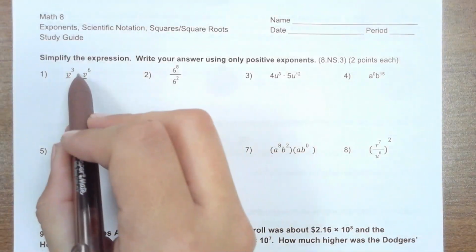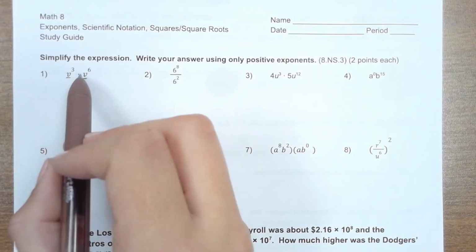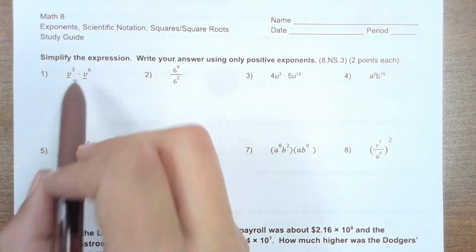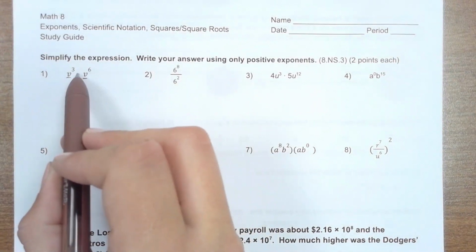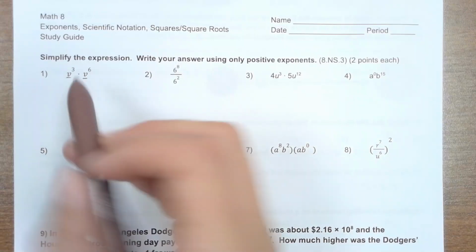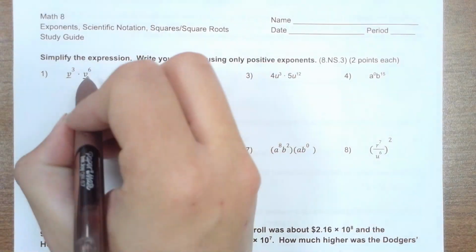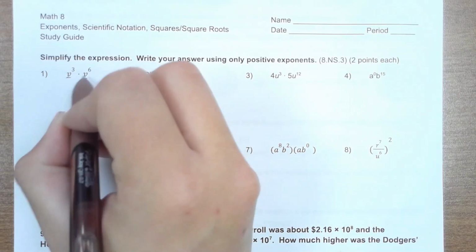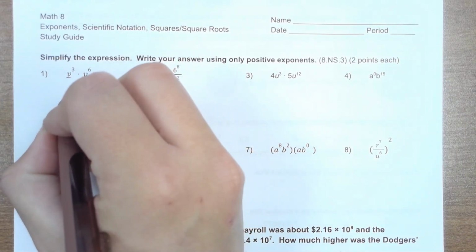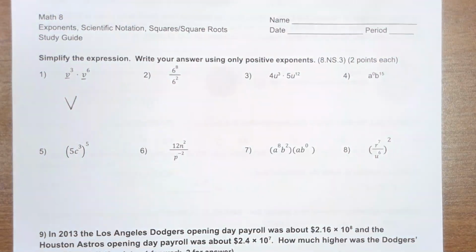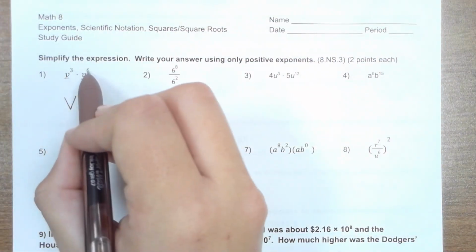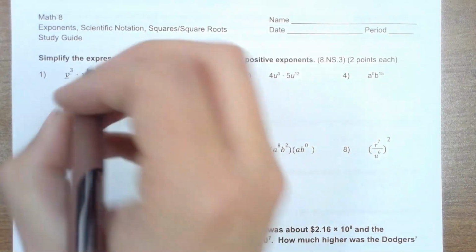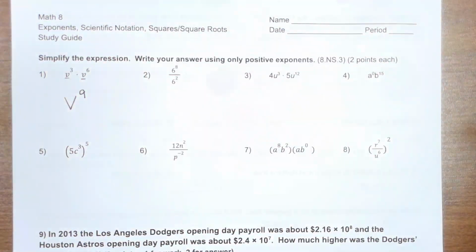So this is product of powers. First, see if you have any coefficients. Those are numbers attached to variables. Because if we did have coefficients, you would just multiply those like normal. But in this case, we do not. Then your base, in this case our base is v, is going to stay in your answer. And then the rule is you just add your exponents. So 3 plus 6 gives us 9. So our answer here is v to the 9th power.